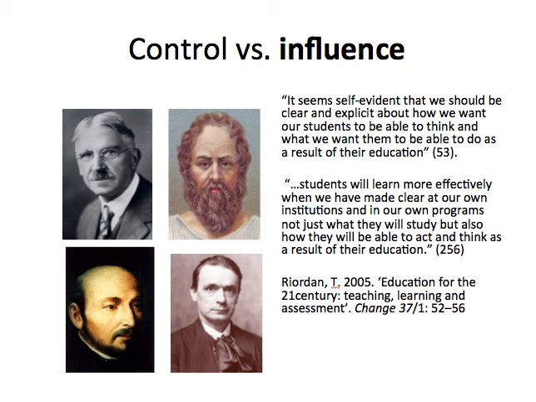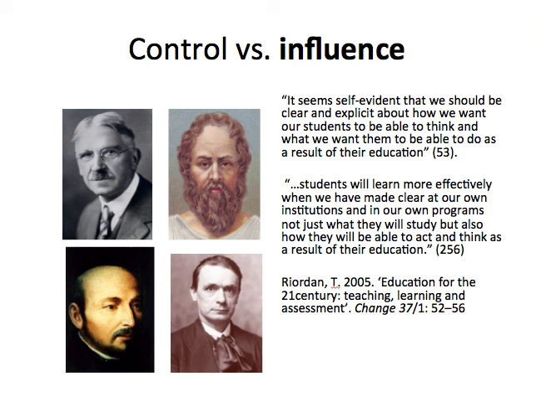It seems self-evident that we should be clear and explicit about how we want our students to be able to think and what we want them to be able to do as a result of their education. And again, students will learn more effectively when we have made clear at our own institutions and in our own programs, not just what they will study, but also how they will be able to act and think as a result of their education.